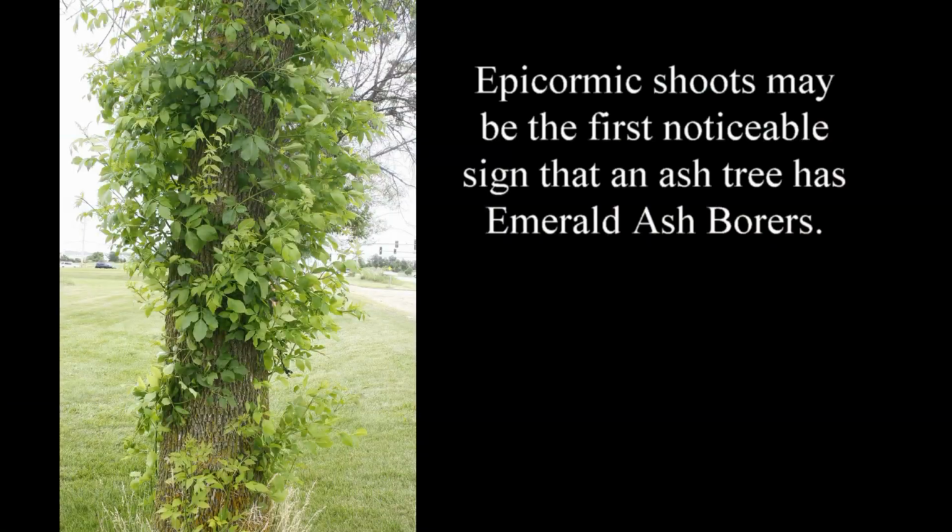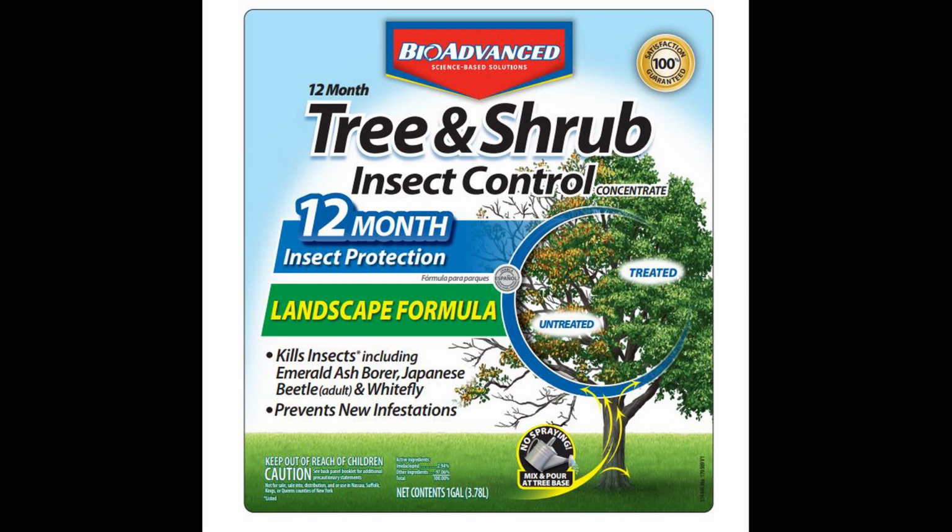If your tree does not show any signs of infestation, you can preemptively remove it, you can do nothing, or you can begin chemical treatments. The most successful chemical treatment a homeowner can apply is Bayer's Advanced Tree and Shrub Systemic Insect Control with active ingredient of imidacloprid, following the label directions.